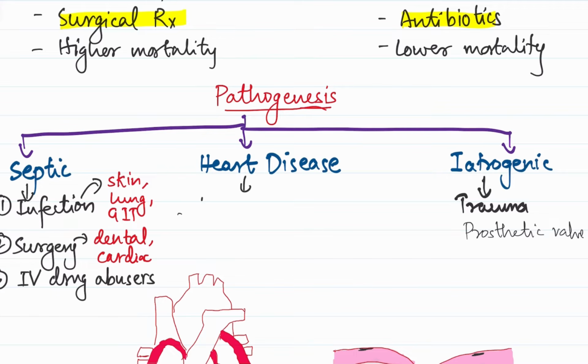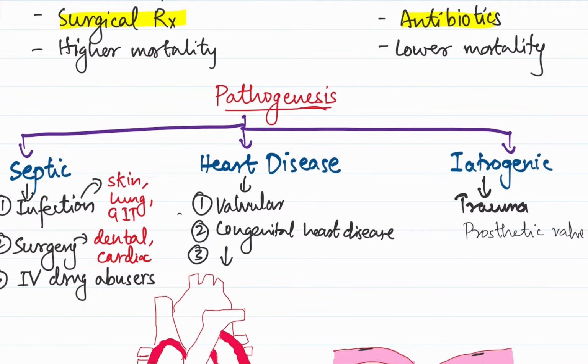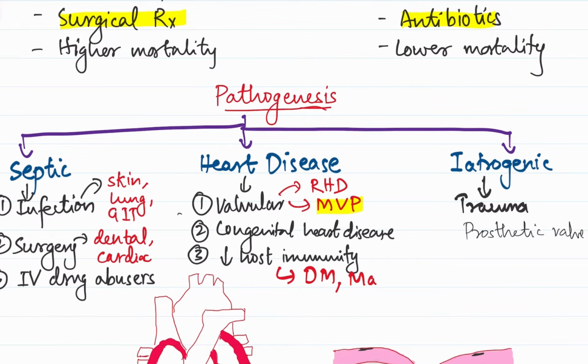Now, what are some of the underlying heart diseases? Obviously, the first one would be valvular diseases, right? And then there could be congenital heart disease. And then there could be decreased host immunity. Of the valvular diseases, two examples: one is rheumatic fever. Now it is decreased, rheumatic heart disease, because the cases of RHD have decreased. Now the most common cause is mitral valve prolapse. So a patient with mitral valve prolapse is more prone to infective endocarditis. Among conditions which decrease host immunity, the most common are diabetes mellitus and malignancies. So these are actually the risk factors, right?